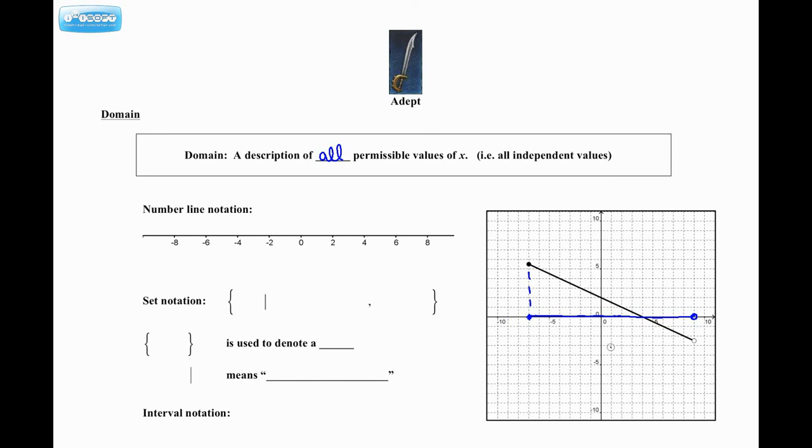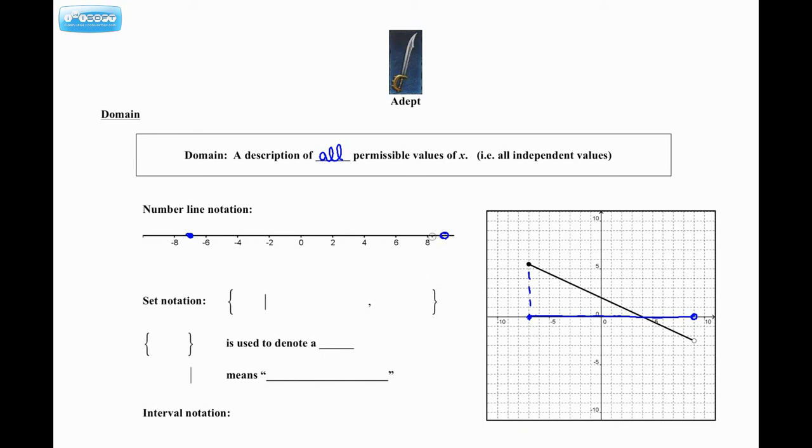So how do we describe this using number line notation? Well, that's actually what I did here. Okay, so -7 is about here. It's included, so I'll make it colored. And then over here, it goes as far right as +9, but that's not included. There we go, so make it open.